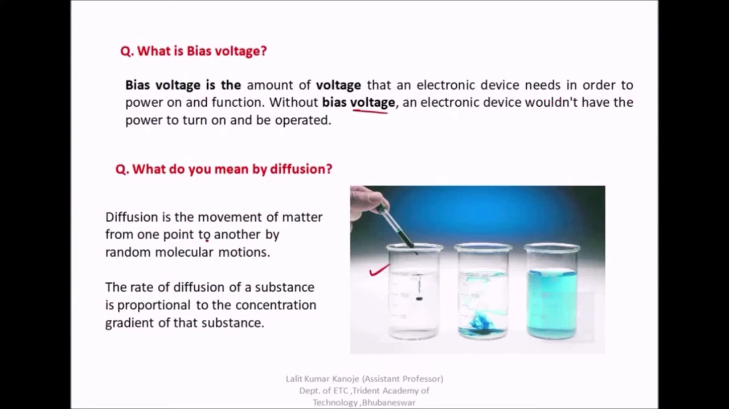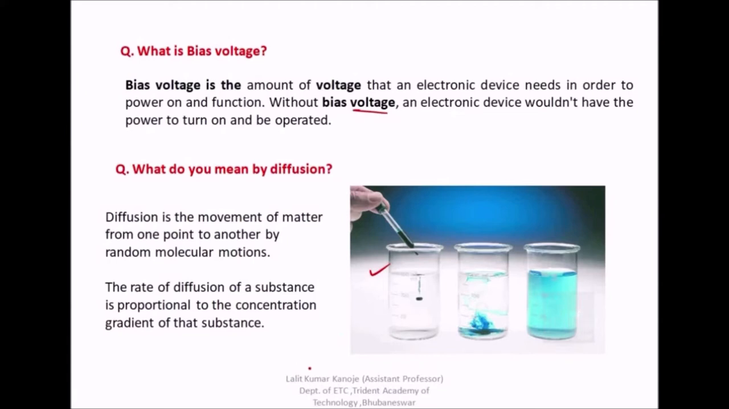Diffusion is the movement of matter from one point to another by random molecular motion. You can see there are 3 beakers and we have dropped some amount of ink in the first beaker. After some time, this blue ink has taken all the space in the water. The rate of diffusion of a substance is proportional to the concentration gradient of that substance. After some time, it gets dissolved inside the water. That is called the diffusion process.